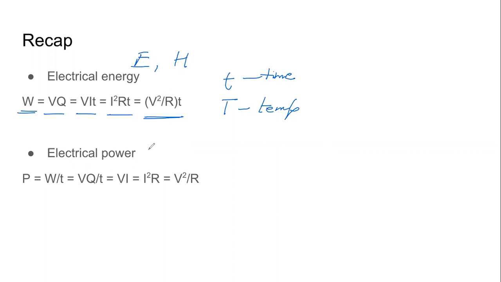Electrical power. Power is how fast work is done. So it is work done divided by time. Because of that, VQ becomes VQ by t. VIt becomes VI. I square Rt becomes I square R. And V square by R into t becomes V square by R. There is no t here, only in this. And this t is also time.